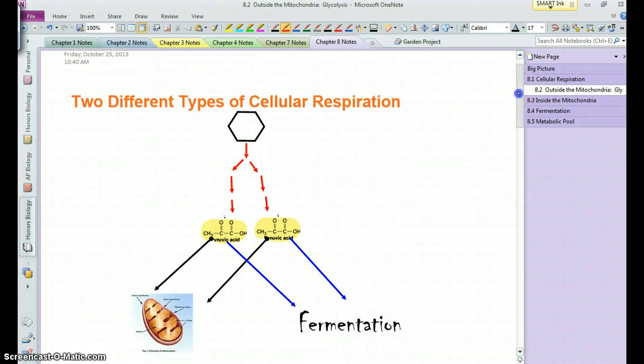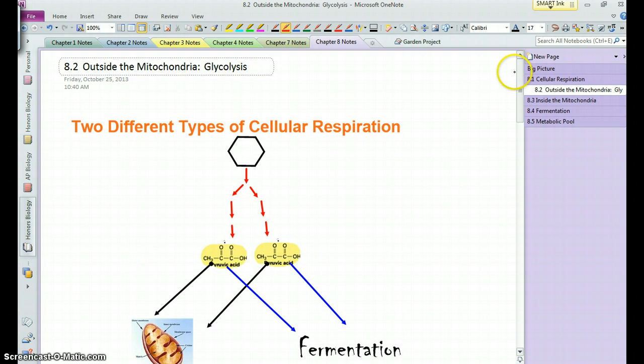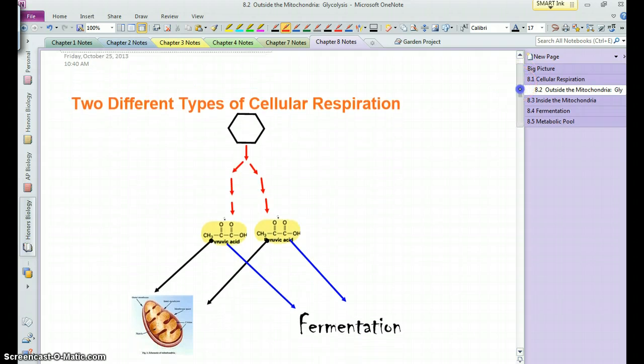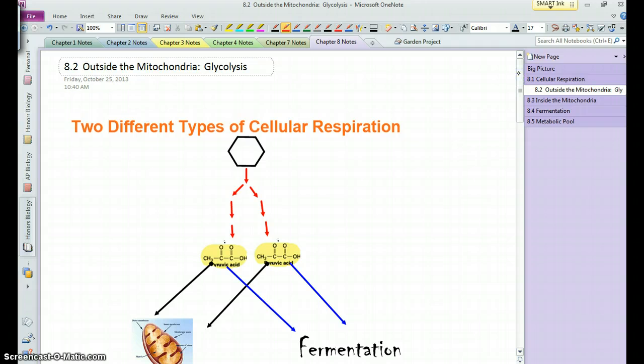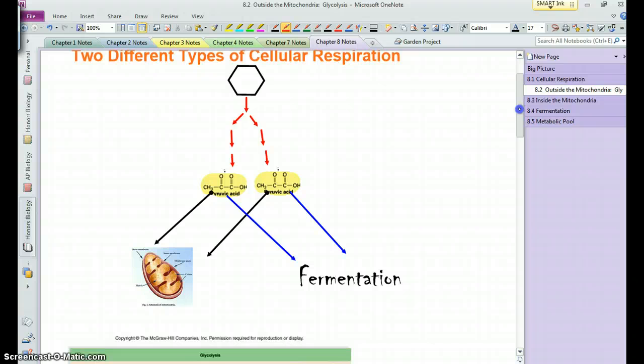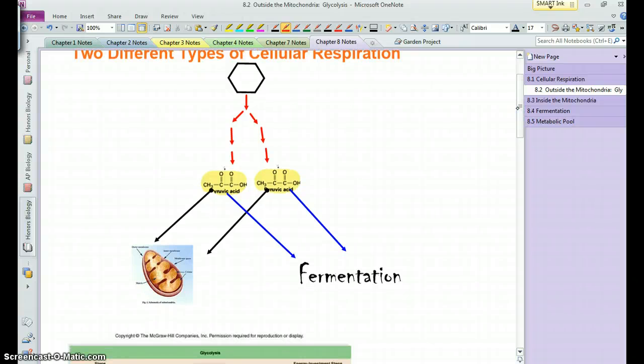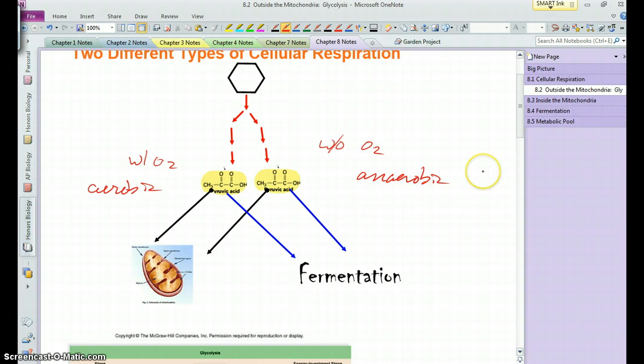Alright, so now we're outside the mitochondrion, and that's where glycolysis happens. Glycolysis is a process that all organisms share. It's the first step of breaking down organic molecules to extract the energy from them. And this can happen in 2 ways, or we can divide organisms into 2 kinds. You can have organisms that use O2 and organisms that do not use O2. That is, those that are aerobic and those that are anaerobic.